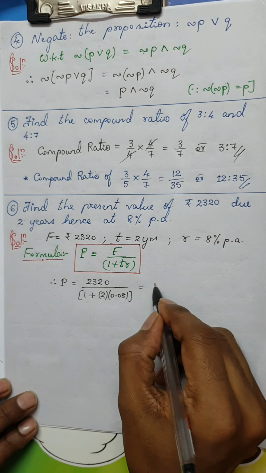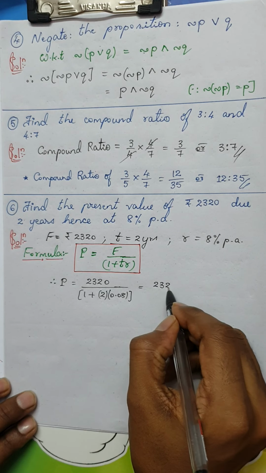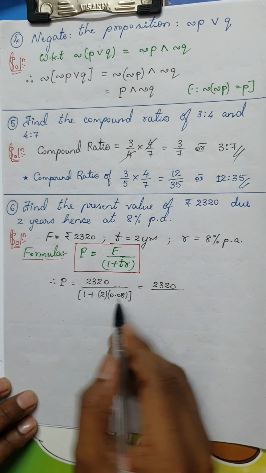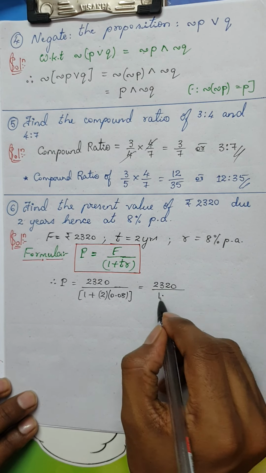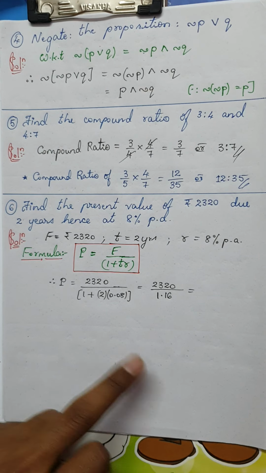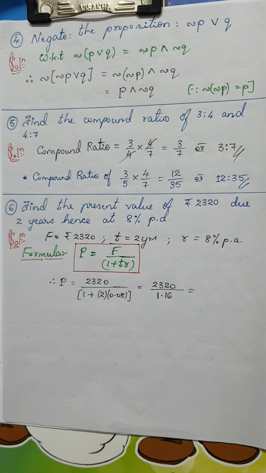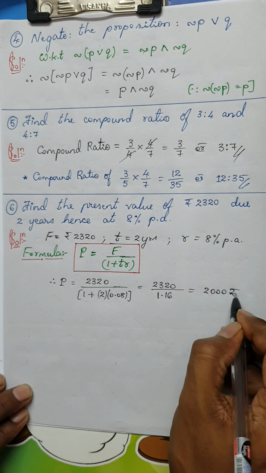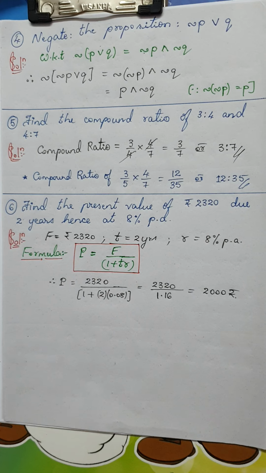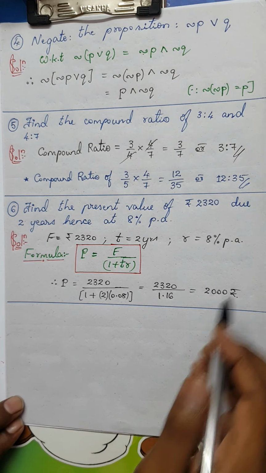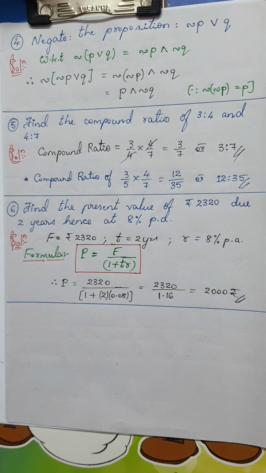You will find the answer. So this is nothing but 2320 divided by 0.08 into 2, which is 0.16. So 0.16 plus 1 is 1.16. So 2320 divided by 1.16, you can use your calculator, you will get 2000 rupees. Therefore, the present value is rupees 2000. So you might have used your calculators to check it. Definitely the present value would be rupees 2000.